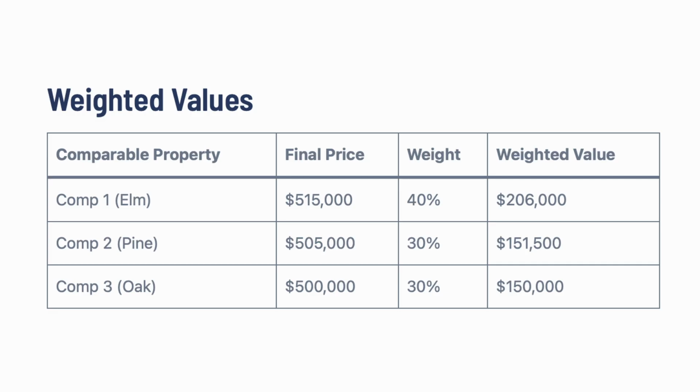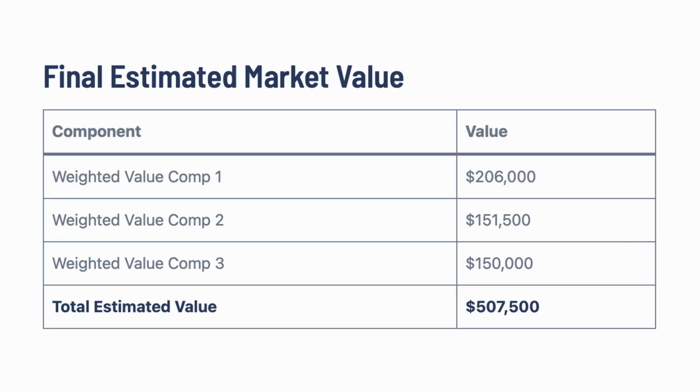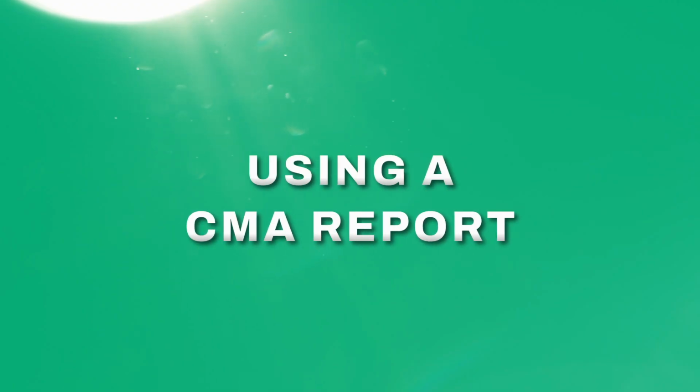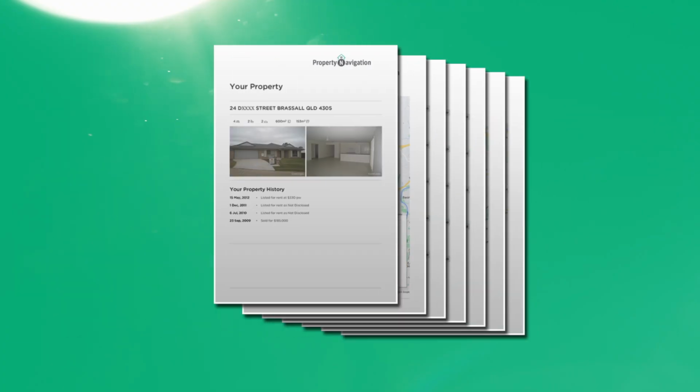Organize the data clearly, using tables and charts to illustrate your points and provide a summary of the findings along with the final market value range you have estimated for the property using a CMA report. By following these detailed steps, you can create a reliable CMA that helps determine the fair market value of a property. But remember, a well-prepared CMA report is not just a tool for setting price ranges. It's a powerful document that can support your negotiation efforts and transaction.